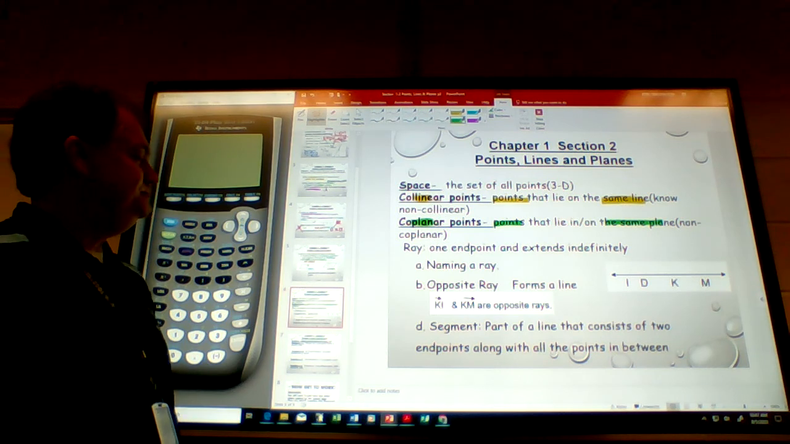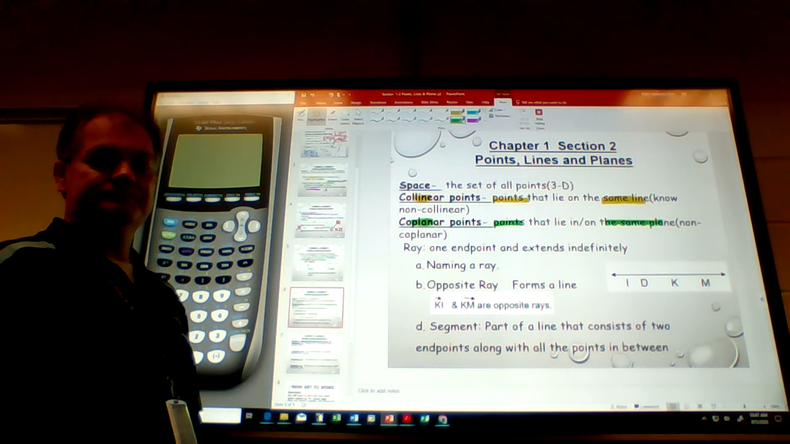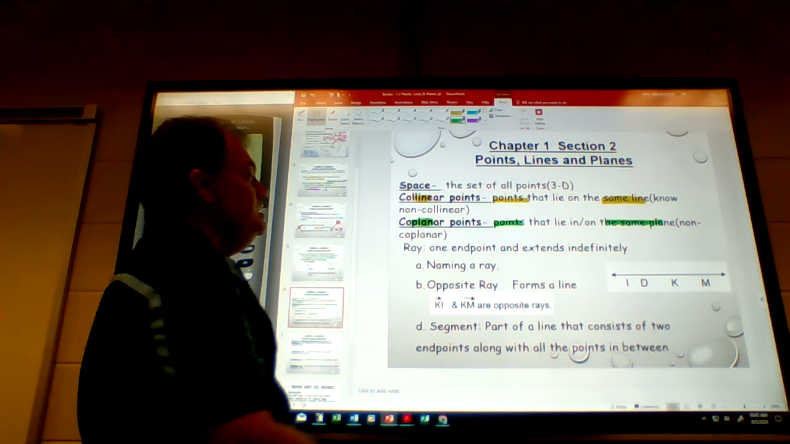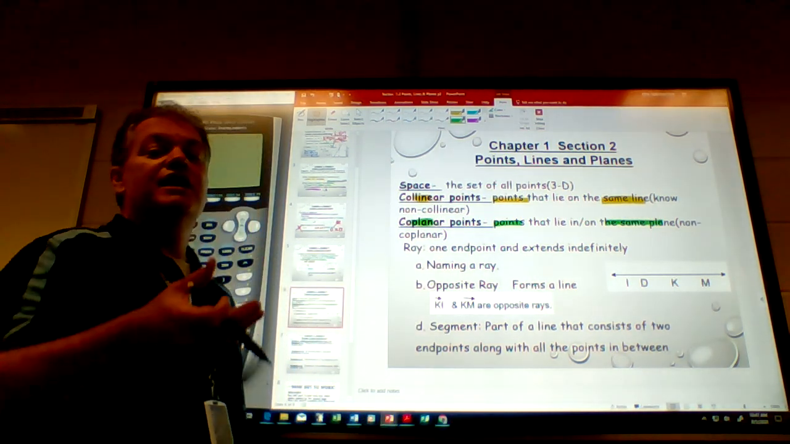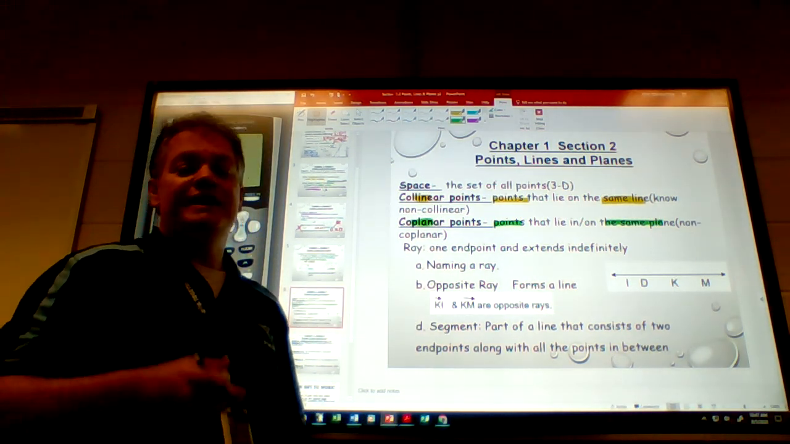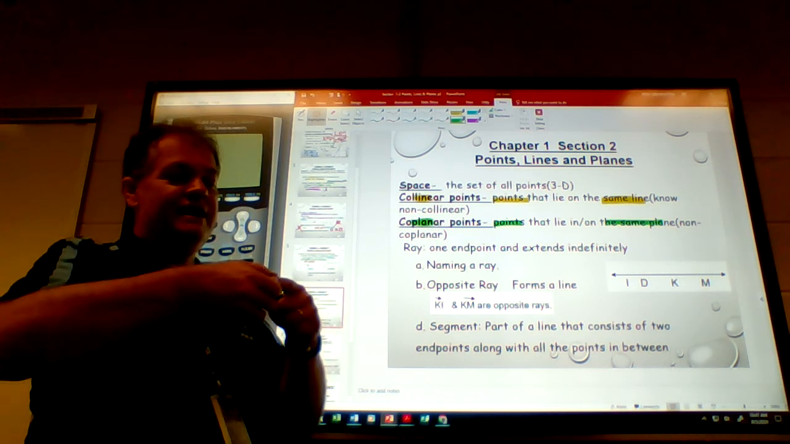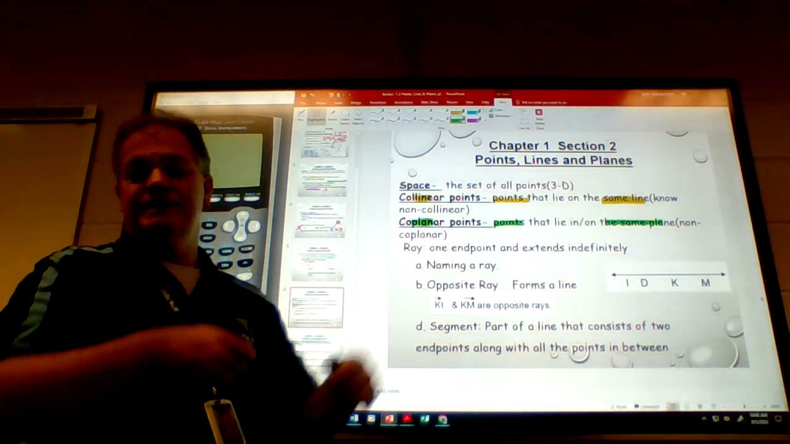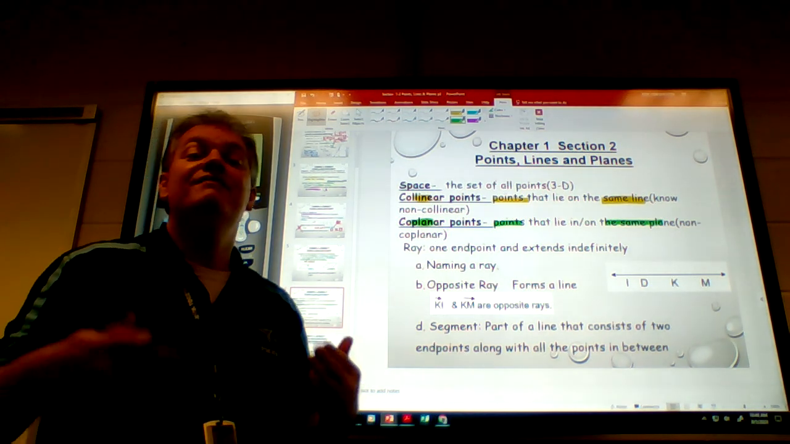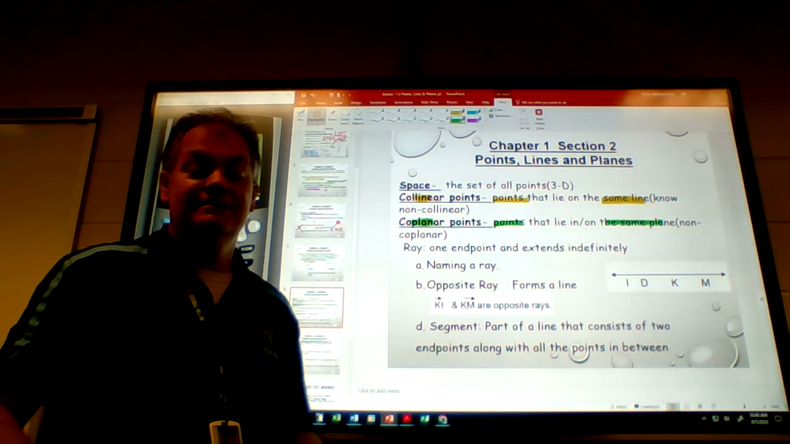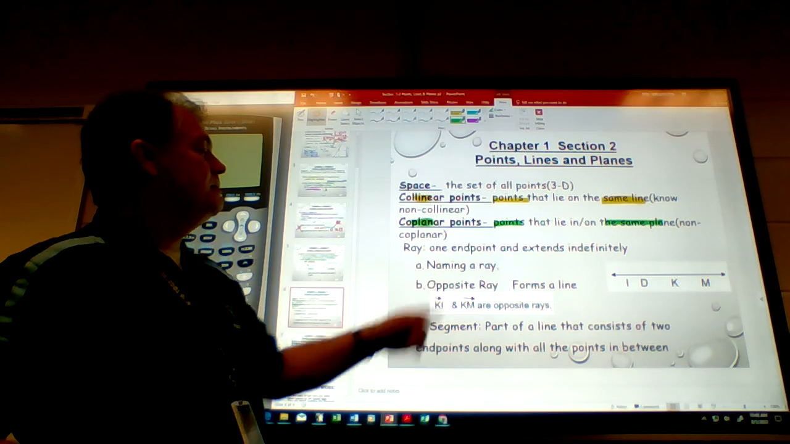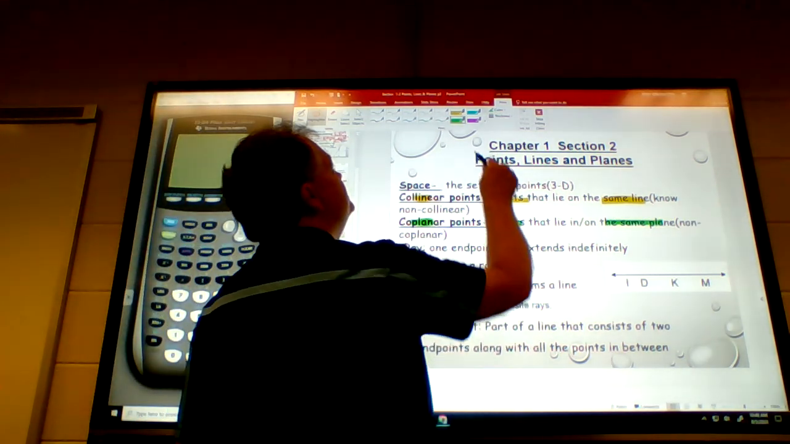All right, now there's a couple other things I want to go over with you, starting with a ray. You all have used flashlights before, so you know how a flashlight works. You turn it on, the light starts here and it goes out forever. It's a ray of light. That's what a ray is. Here's an example of a ray.